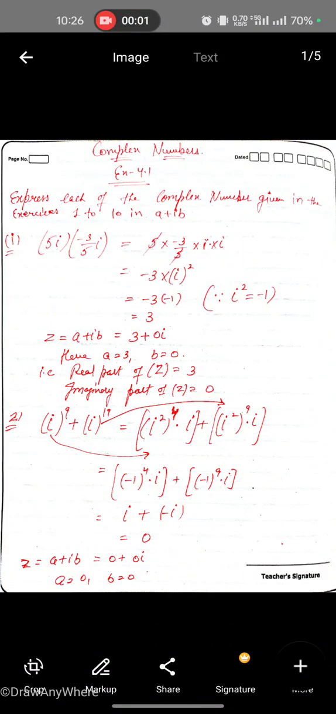Yes, good morning everyone. So today we are going to start the complex number on exercise 4.1 of your NCERT that we have already started. Introduction has been done in your last lectures. So here I will explain the problems of exercise 4.1. Okay, so let's start without wasting any time.